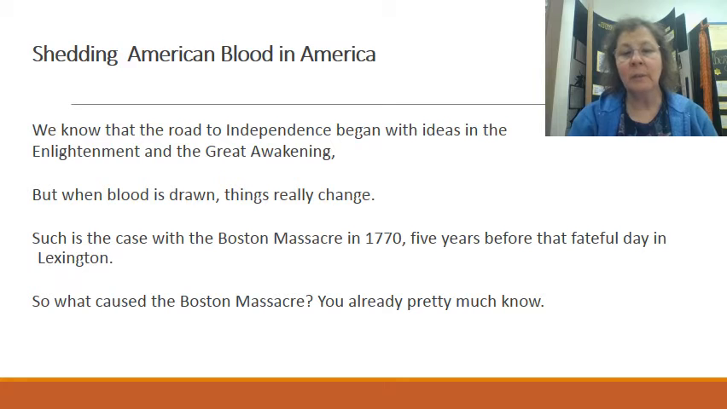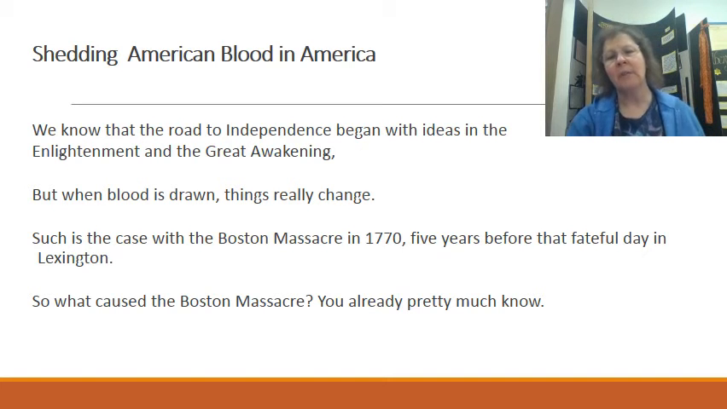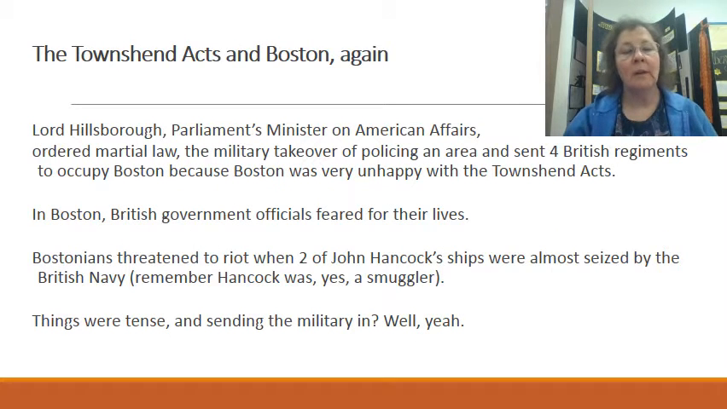And such is the case with the Boston Massacre in 1770, 5 years before that fateful day in Lexington. So the Boston Massacre actually happens 5 years ahead of the declaration of war in the Revolution. So what caused the Boston Massacre? Well, you pretty much already know. It's the Townshend Acts, and particularly the Townshend Acts' effect on Boston itself.